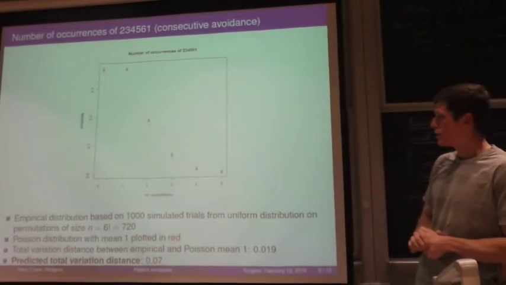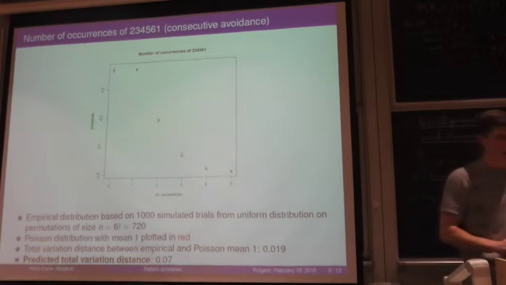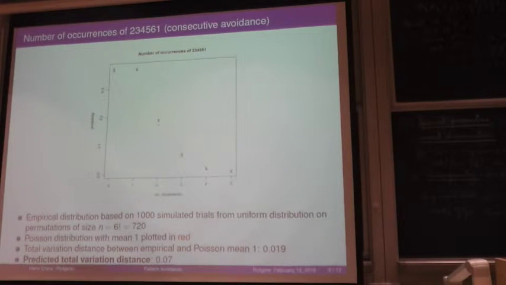You can compare that to what was given by the theorem. The theorem's a bit conservative. It gives 0.07.